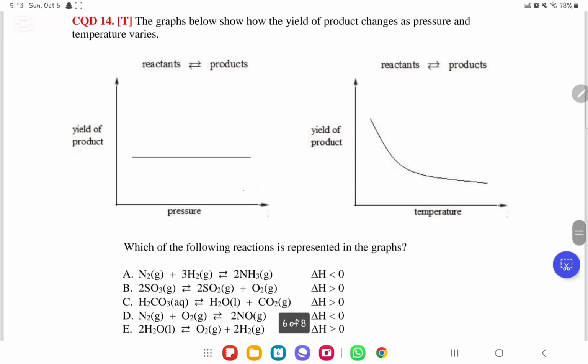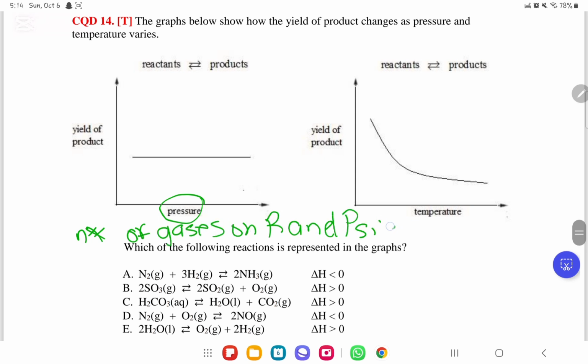Now CQD number 14. Here we have to be very smart with our graphs. We have to see what they say. They told us the graph below showed how the yield of product changes as pressure and temperature vary. They're telling us as the pressure varies, there's no change in yield of product. So that means the number of gases on the reactants and products sides are equal. So we'll have to go into our options and cancel all of the ones that don't have an equal amount of gases on the reactants and products sides.